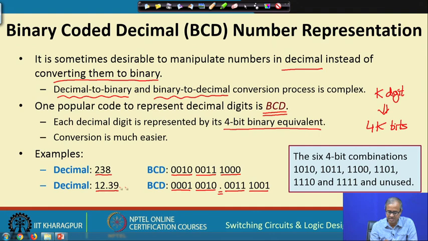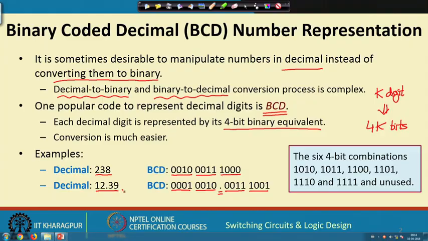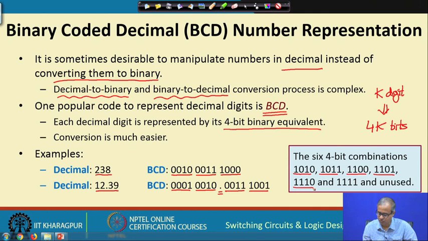The only point to note here is that we are talking about the numbers 0 to 9, which are the decimal digits, and we are converting them into 4-bit binary. You recall that in 4-bit binary, we can represent 2 to the power 4, or 16, distinct numbers. Out of them we are using only 10, and the remaining 6 we are not using. Which 6 combinations? These 6 combinations: 1010, 1011, 1100, 1101, 1110 and 1111. These are not used in the BCD system. So, let us move on.